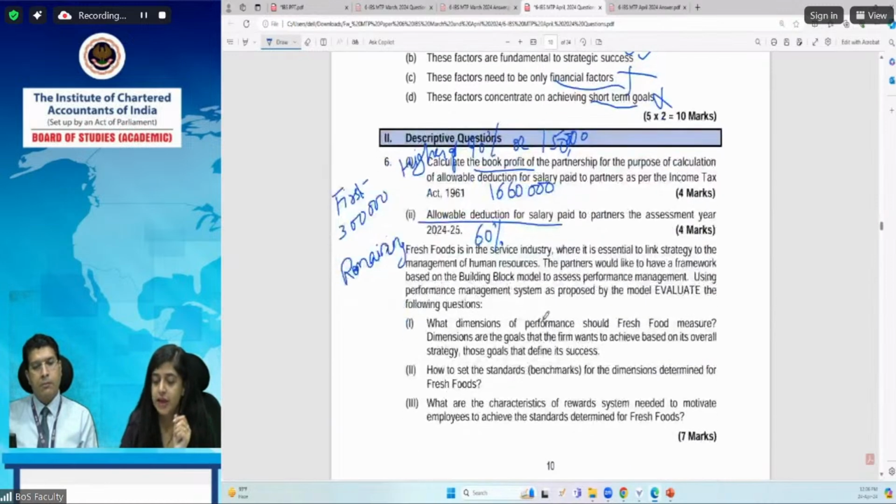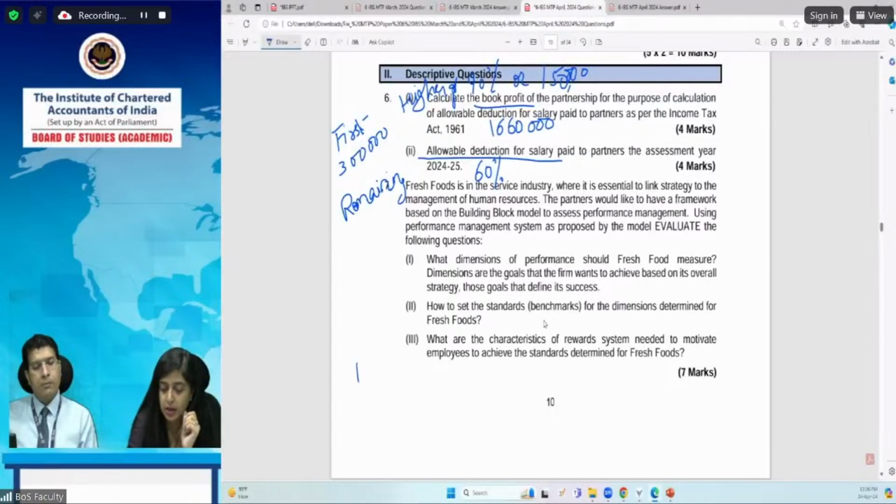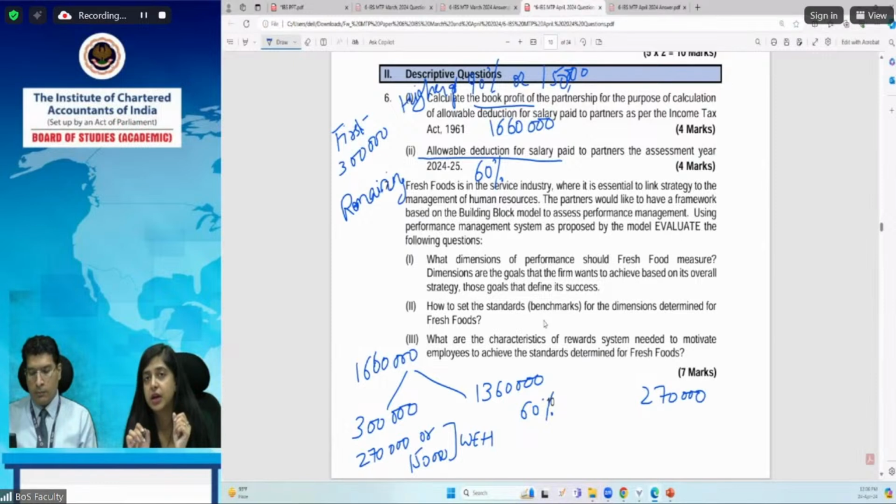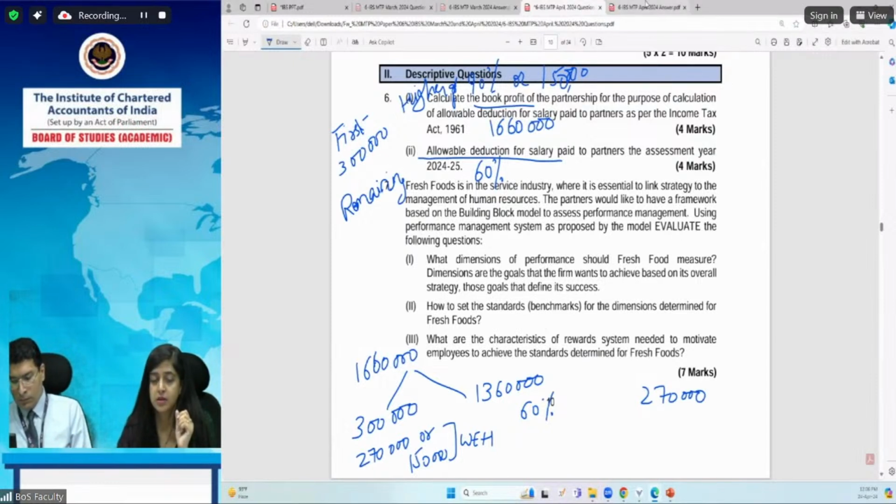So as per section 40B, in this case, our book profit is 16,60,000. For the first 3 lakh, 90% of 3 lakh is what? 2,70,000. So 2,70,000 or rupees 1,50,000, whichever is higher, is allowed. It means 2,70,000. And for the remaining book profit, meaning 13,60,000, 60% is allowed as remuneration. So what does the 60% come to here, student?